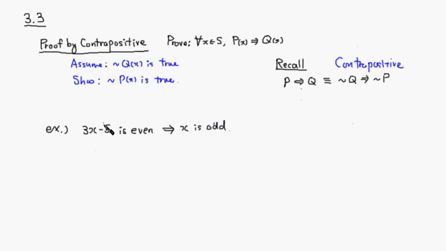right? Let's see, so if you want to prove this statement, 3x minus 5, or actually, I forgot to put for all x that are integers. So x is an integer, all right? So this is the statement we need to prove. So let's write the proof by contrapositive.